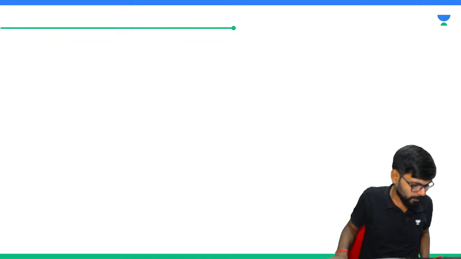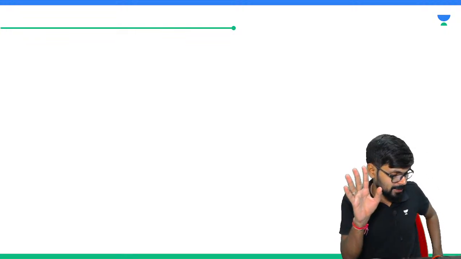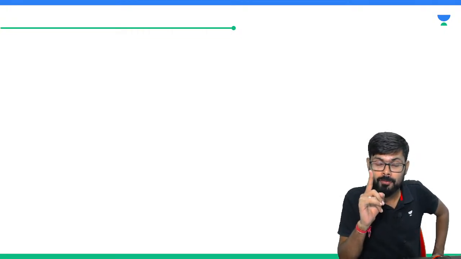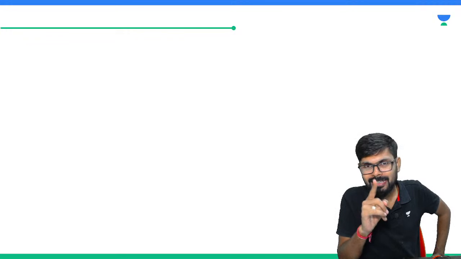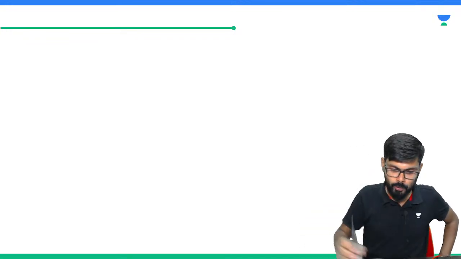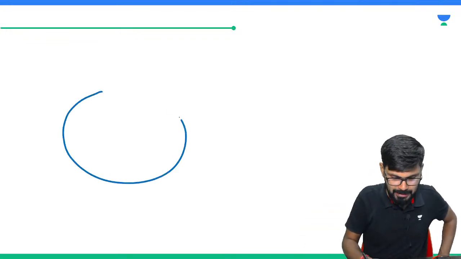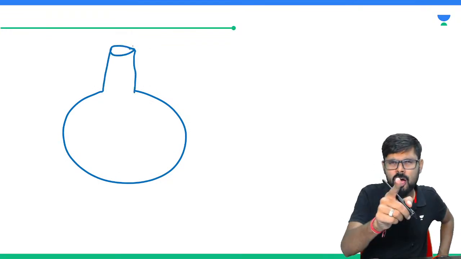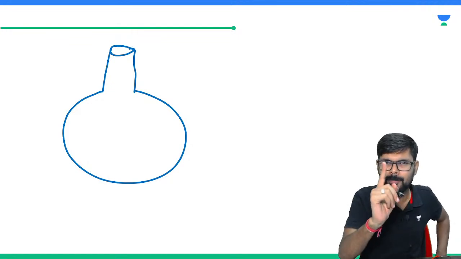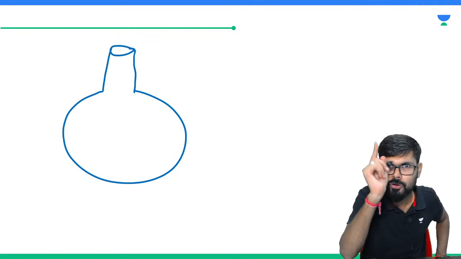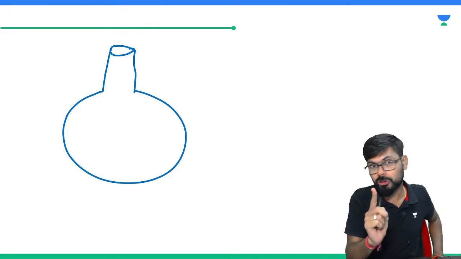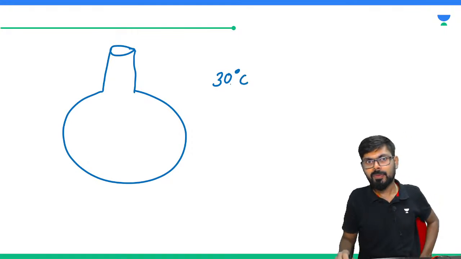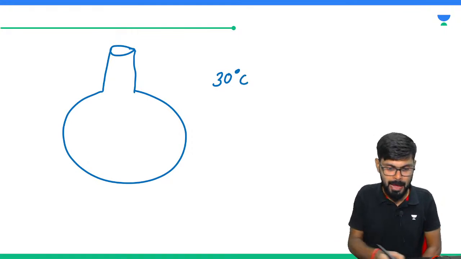Please listen here. Now I am going to ask you one question. First you find out the answer, then you tell me. Suppose you have one earthen pot. Please listen carefully. Whatever you are thinking about the earthen pot, that is wrong. So let me ask you the question first. Let's say the outside temperature is 30 degrees centigrade. I am putting water.